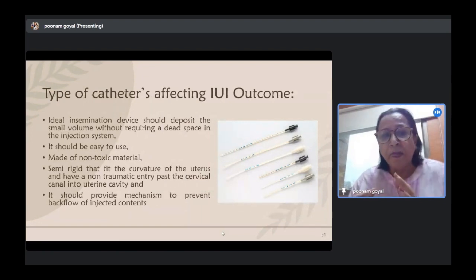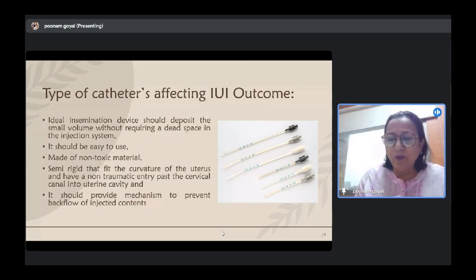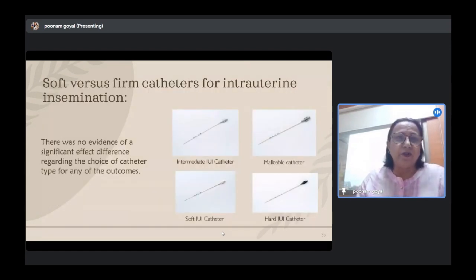The ideal insemination device should deposit the volume without requiring a dead space in the injection system. It should be easy to use. It should be made of non-toxic material, semi-rigid, that fits into the curvature of the uterus, and have a non-traumatic entry. It should provide a mechanism to prevent the backflow of the injected contents.